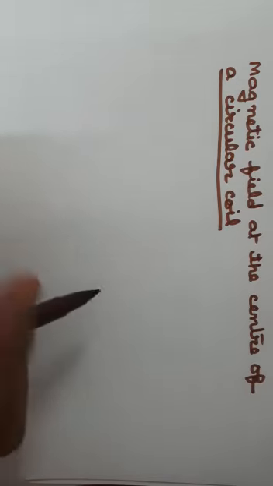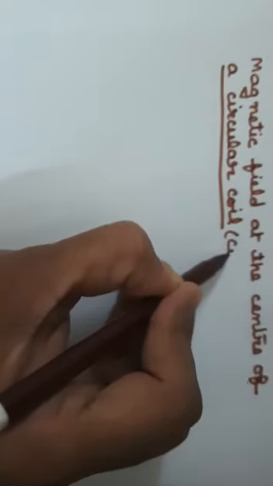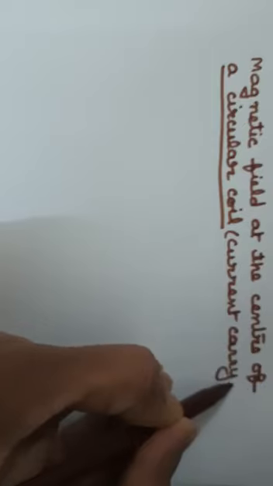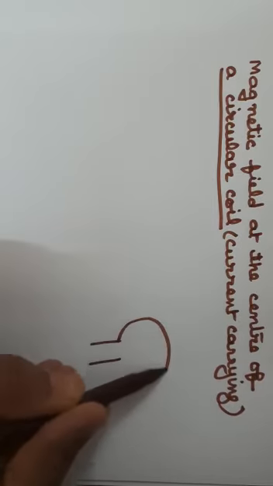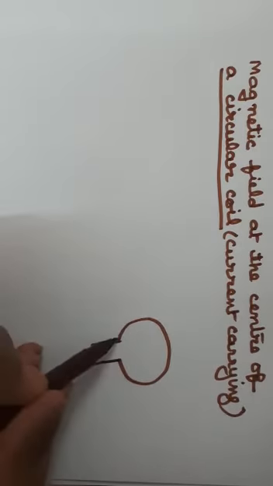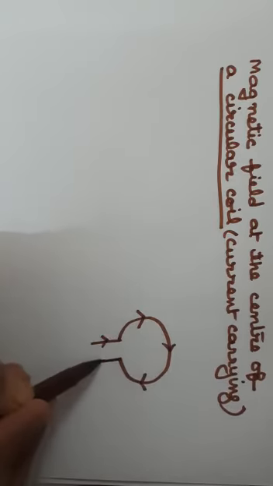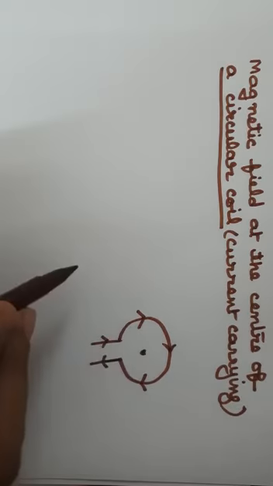Okay, with the help of Biot-Savart law, we will find out the magnetic field at the center of a circular current carrying coil. Okay, this is a current carrying coil. In this coil, current is flowing like this. Okay, this is the center of this circular coil.